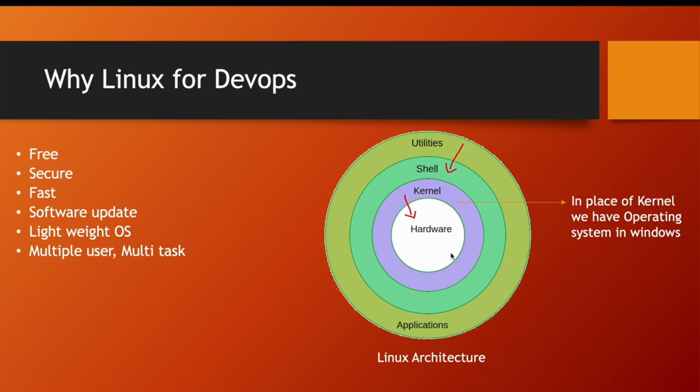Also, this is the architecture of the overall Linux system. User will interact with the shell to perform some action like opening a file, and kernel interacts with the hardware to complete that particular task. In case of Windows, in place of kernel, we have the operating system as we discussed in the previous slide.